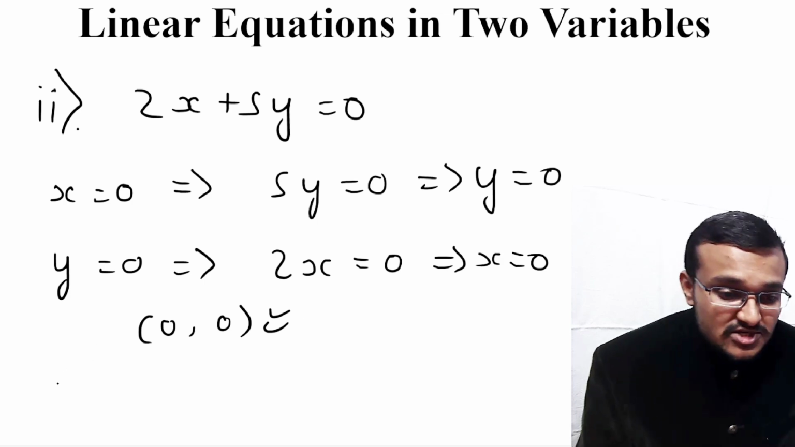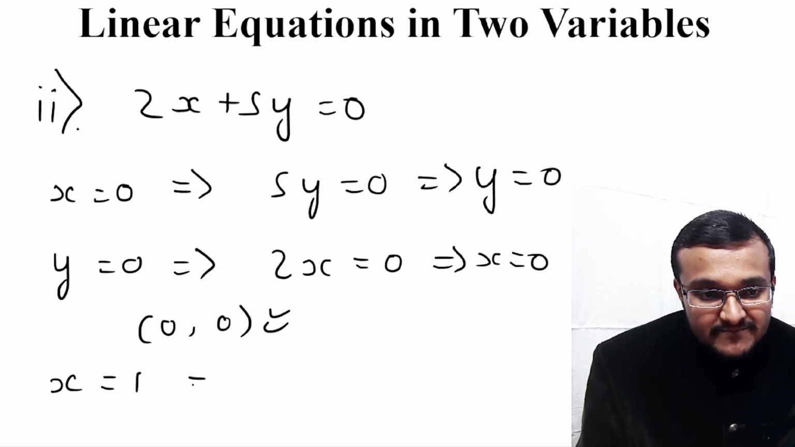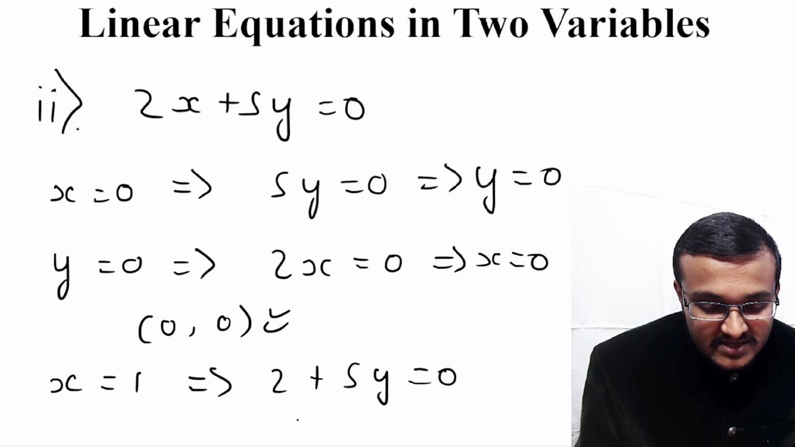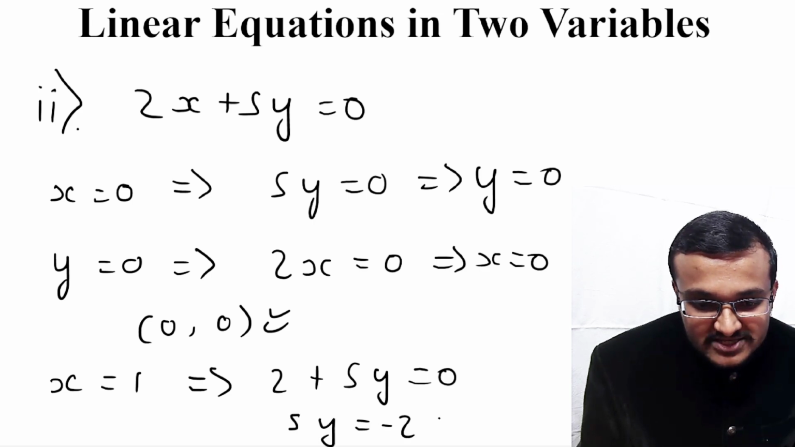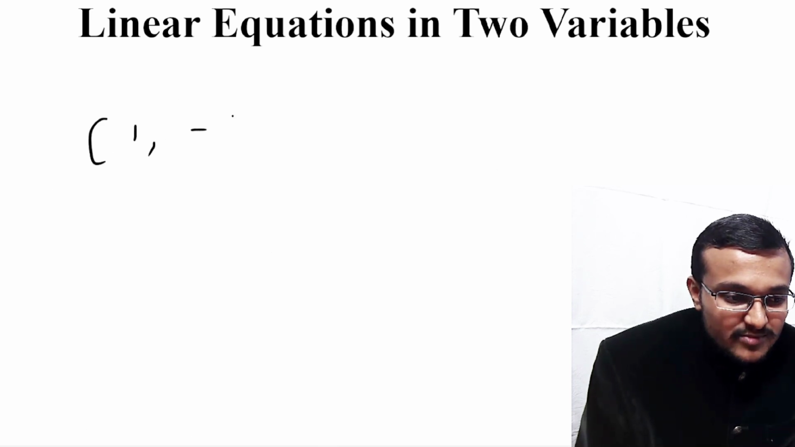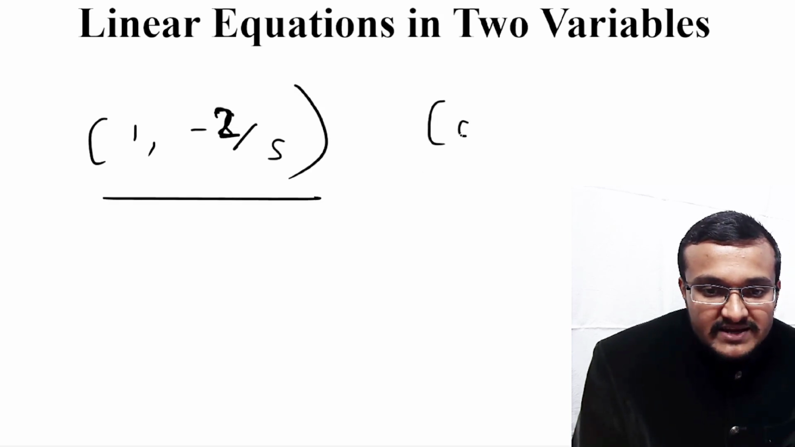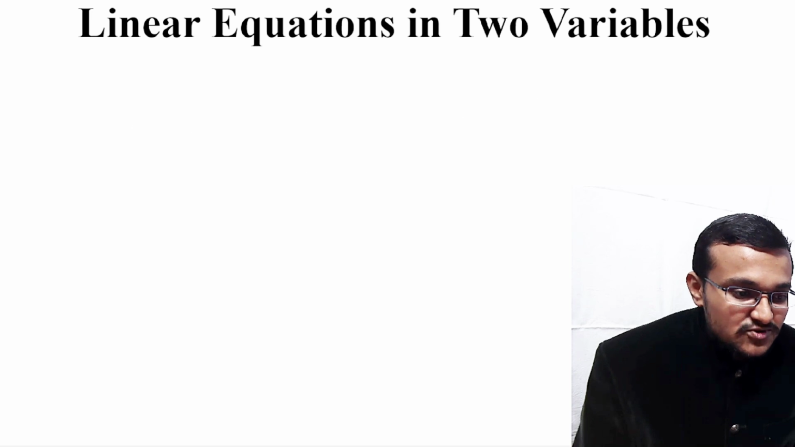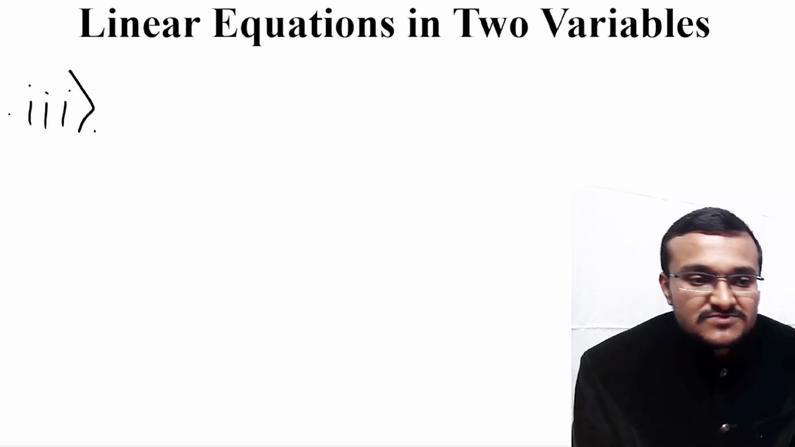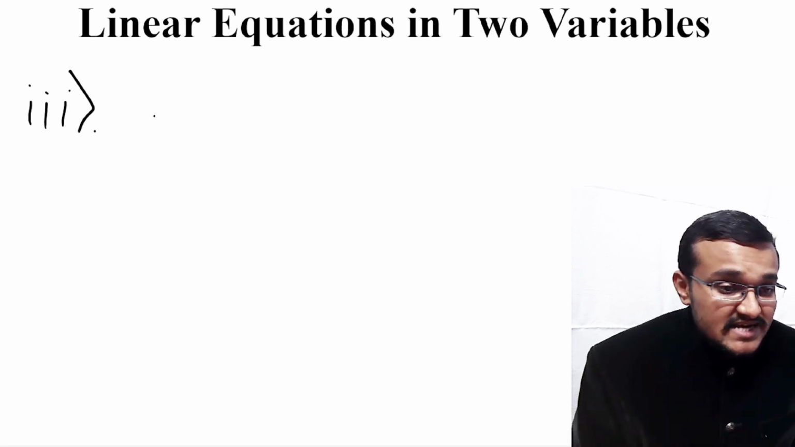Now we'll try to get one more solution by substituting x is equal to 1. When you substitute x is equal to 1, 2 into 1 will be 2, plus 5y is equal to 0. So this will be 5y is equal to minus 2. That means y is equal to minus 2 by 5. So one more solution you are getting is (1, minus 2 by 5). So (1, minus 2 by 5) and (0, 0) are the two solutions for this second question. These are not the only two solutions possible. There are infinitely many solutions possible. You can explore more and more solutions as well.